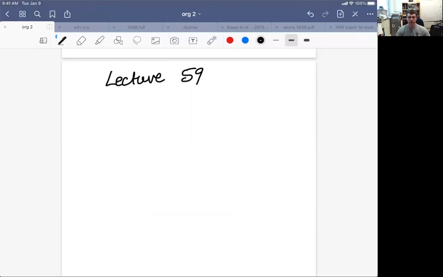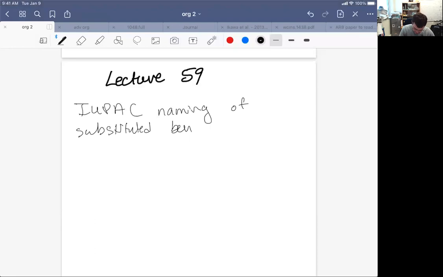In this lecture, I want to go through nomenclature related to benzene. So let's just get right into the IUPAC stuff: IUPAC naming of substituted benzenes. That is to say, if we just look at benzene by itself, the IUPAC name for this molecule is just benzene.